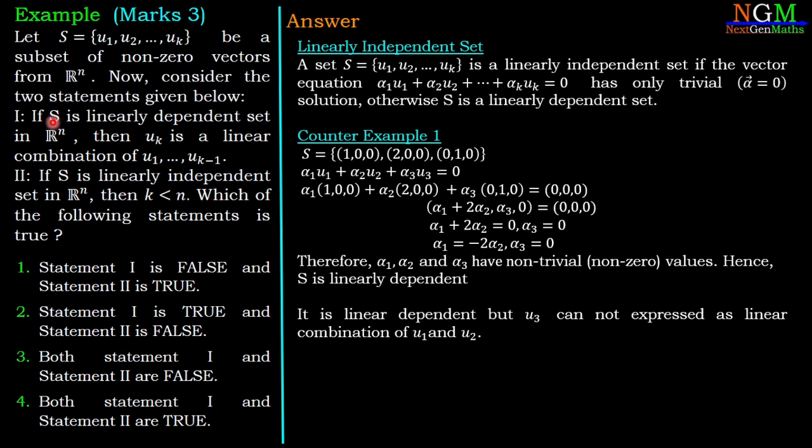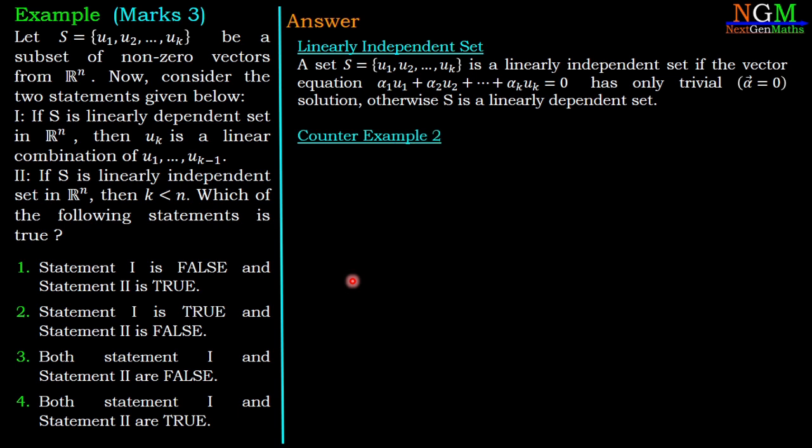So the first statement says that if S is a linearly dependent set, then uk is a linear combination of u1, u2, ..., uk minus 1. That is not the correct statement. So statement 1 is a false statement.